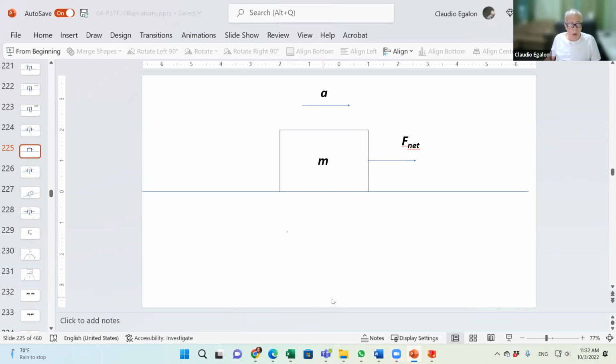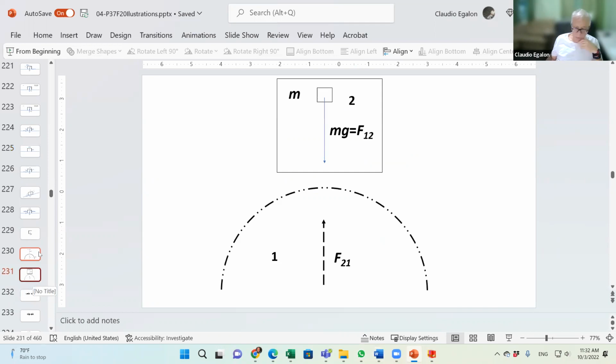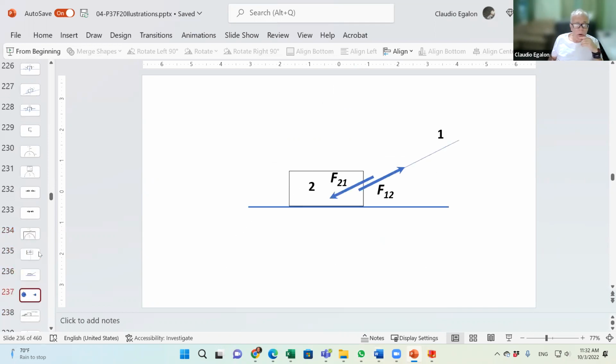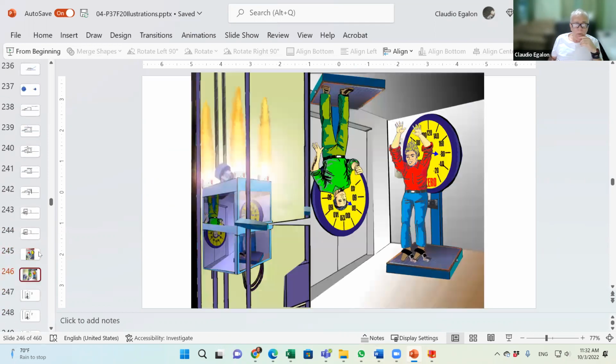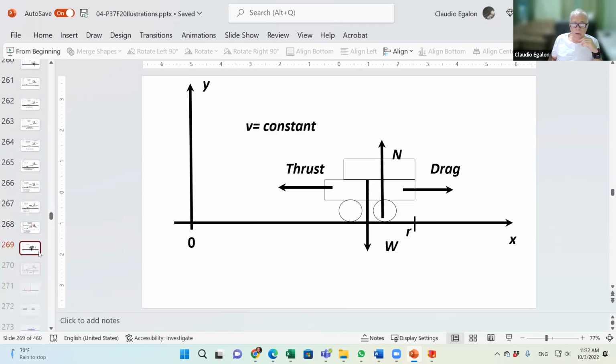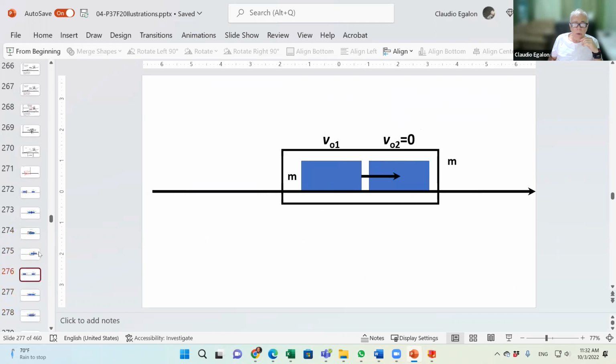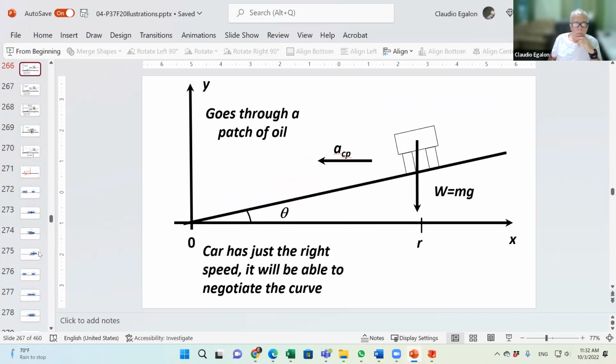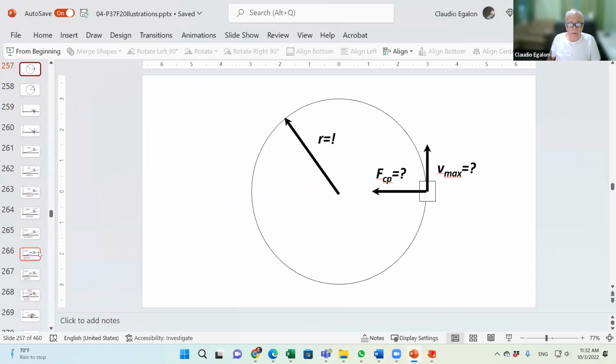Okay, Newton's second law. Let's talk about the force of friction. There's more that I want you to know. Let's see if I have an illustration here for the force of friction. Unfortunately, I don't. I have to do that from scratch. Yeah, let me do that from scratch.